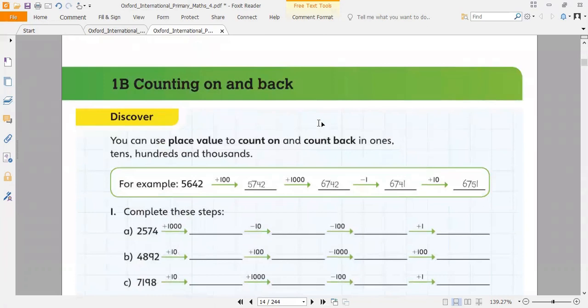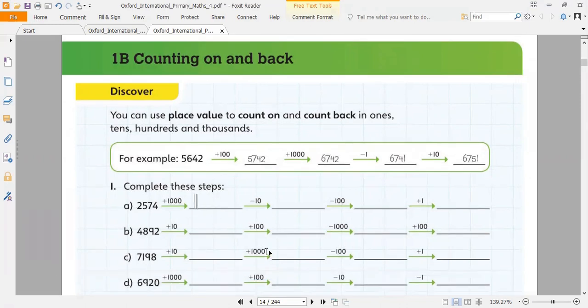Okay, let's do exercise 1B, counting on and back. You can use place value to count on and count back in ones, tens, and hundreds. For example, 4,642 plus 100 is equal to 4,742, and so on.